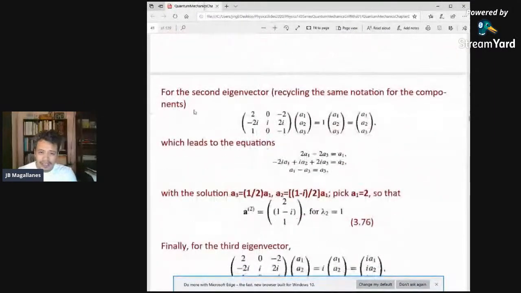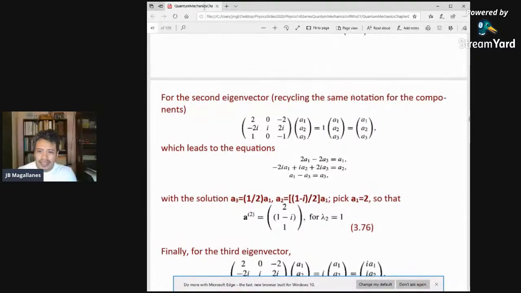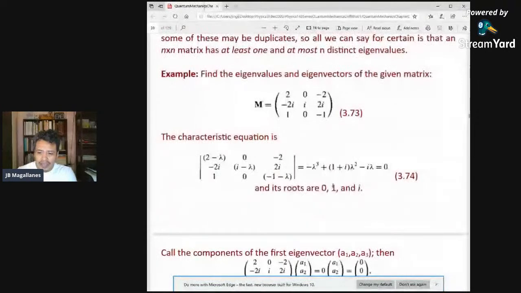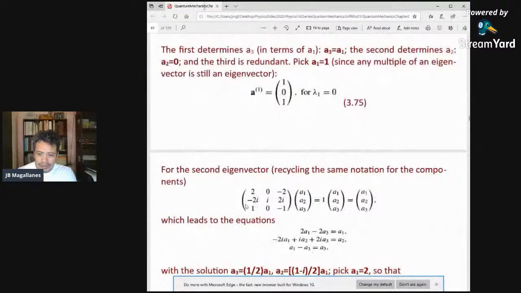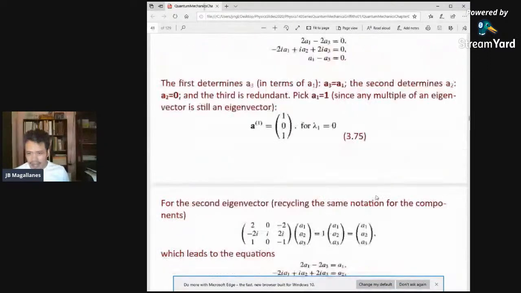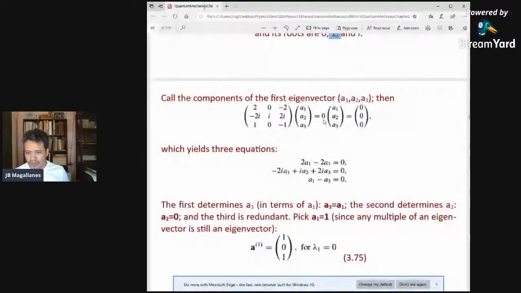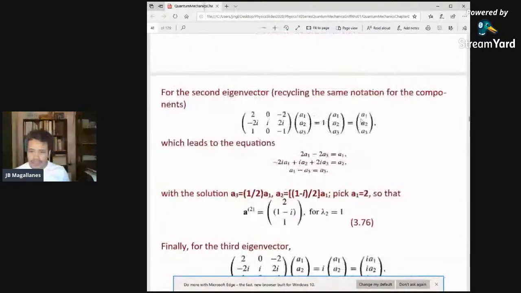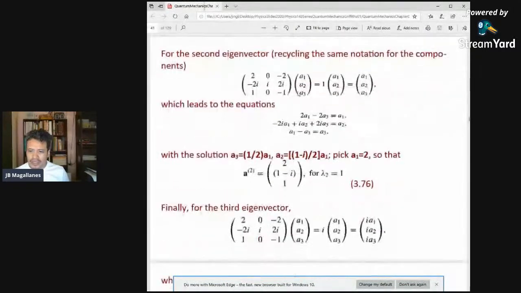For the second eigenvector, the eigenvalue is 1. So you have this original matrix times the eigenvector equal to 1 times the eigenvector. If you multiply 1 to a1, 1 to a2, and 1 to a3, you will get this, unlike here, where you get all 0 because the eigenvalue is equal to 0. So here you have a1, a2, and a3.